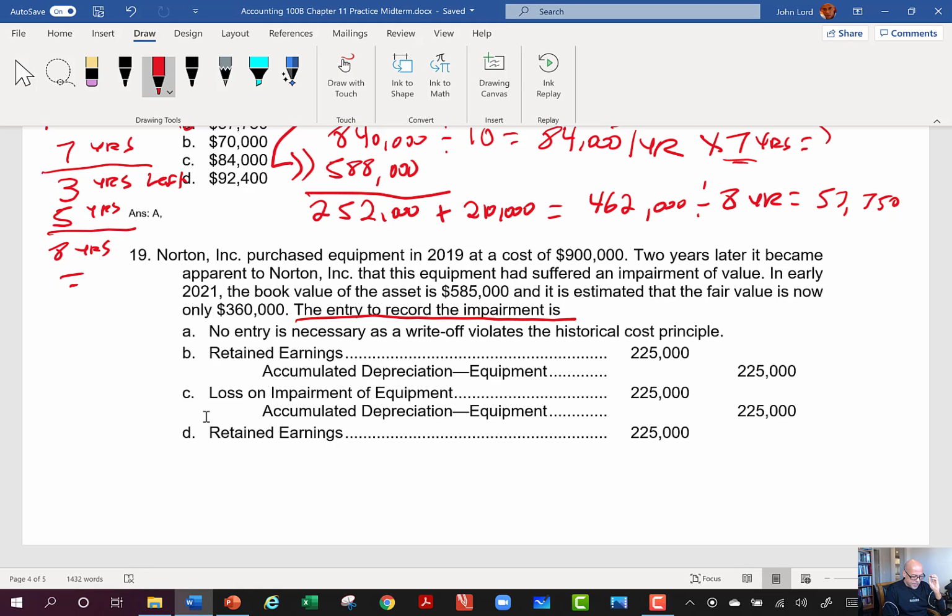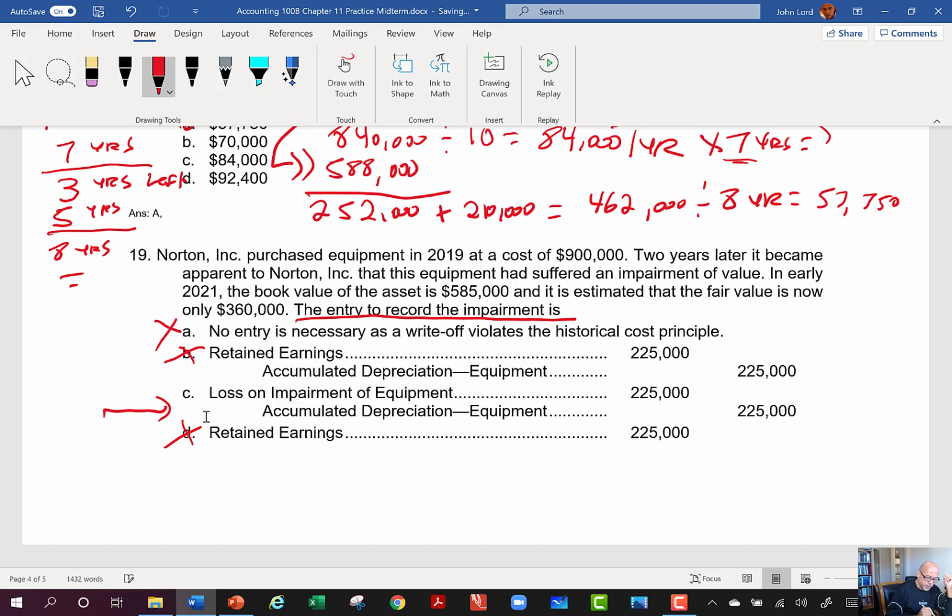So if that's the case, we know that when we write that asset off, there's no entry. And since the loss is reported on the income statement, there is no entry to retained earnings. The loss is reported where? On the income statement. And we'll debit loss and we'll credit the accumulated depreciation of that equipment to reflect that loss. Okay, so the answer is C.